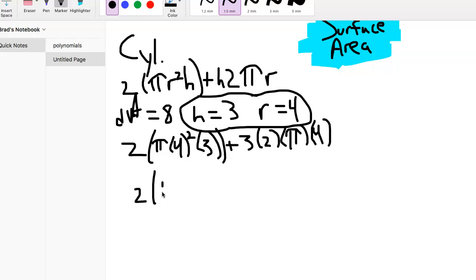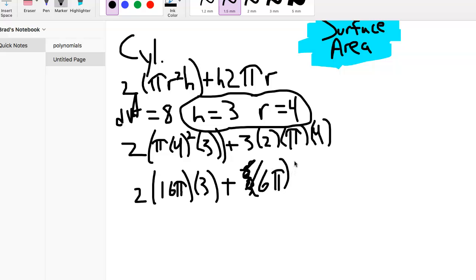Okay, so 4 squared is 16. So we got 16 pi. 4 squared is just 4 times 4 times 3, plus 3 times 2. Shoot, cross that little thing out. 3 times 2 is 6. So we got 6 pi, and keep that 4 around as well. Okay, there's all we got there. And then we just got a little bit more math to do. So 16 times 3 is 48. So that's going to be 48 pi.